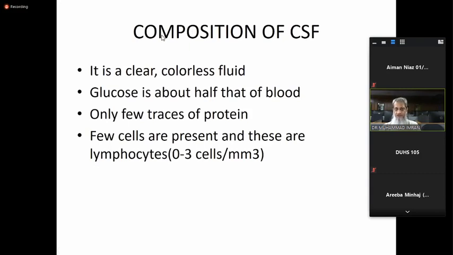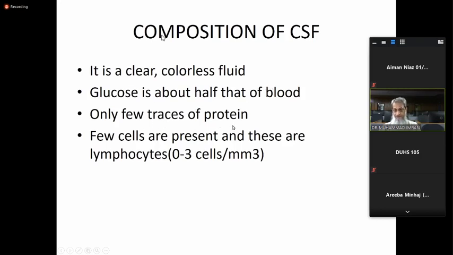So everybody knows that it is a clear colorless fluid, and glucose is about half that of blood. This has a very important clinical application. Glucose is about half that of the blood, which means that when you are doing your clinical work and you have to do a lumbar puncture, for example in a case of tuberculous meningitis, at the same time you have to draw the blood, so that you know the glucose concentration in the blood at the time of lumbar puncture.